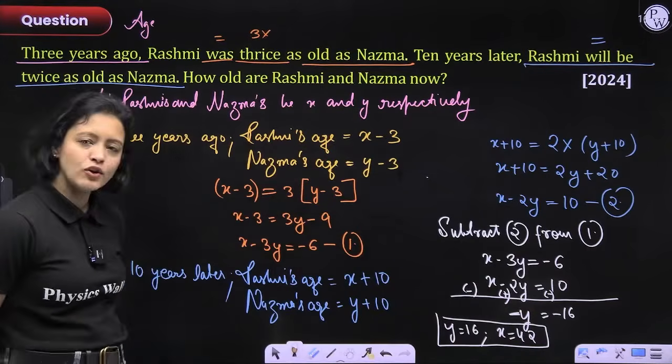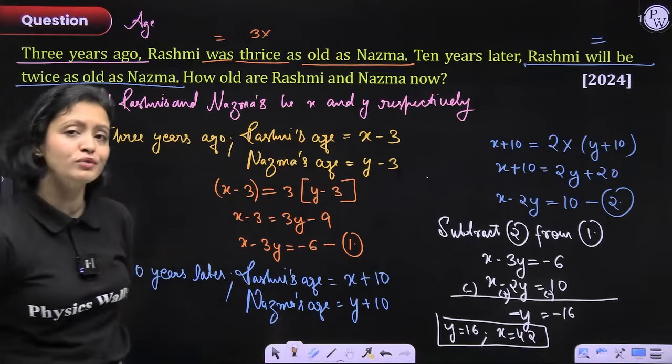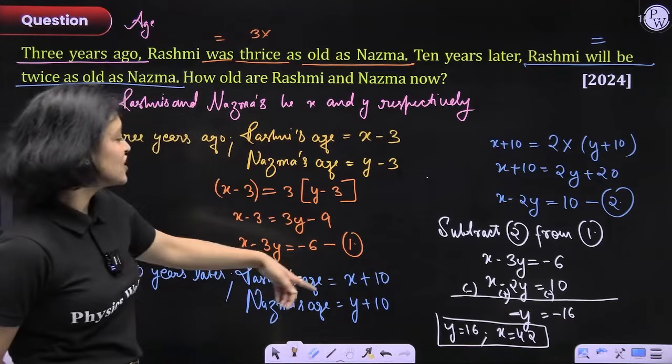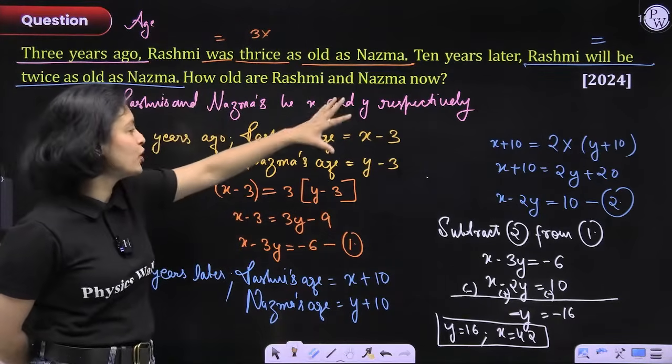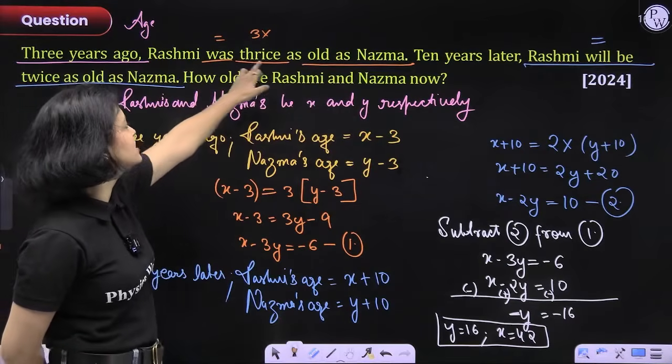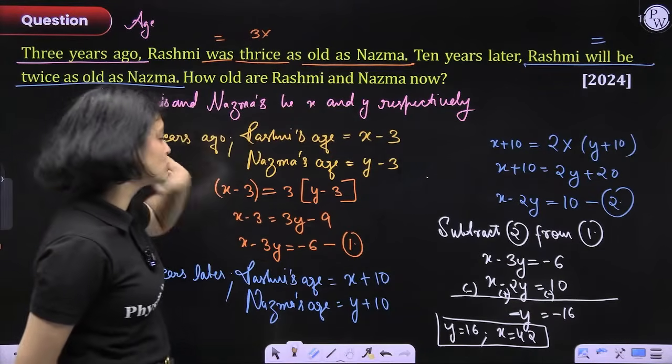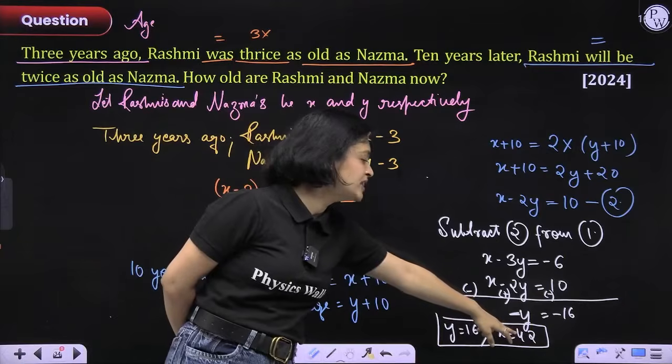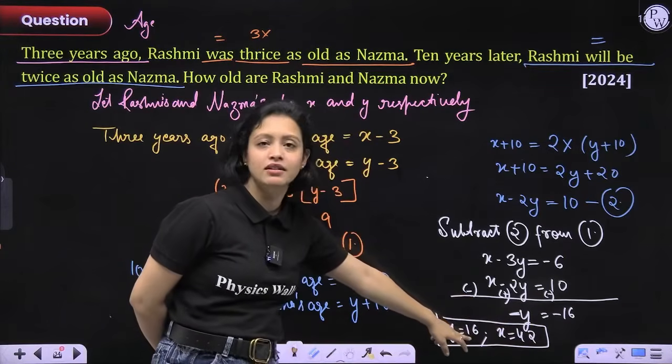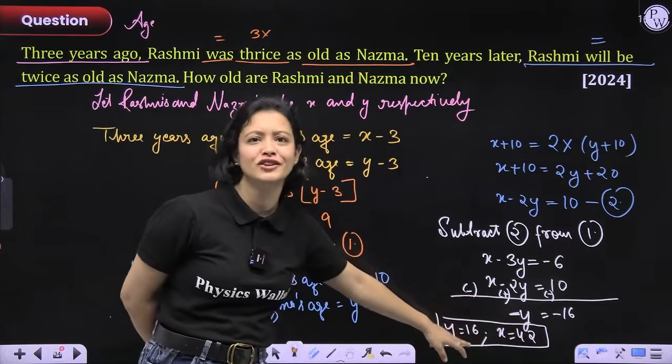Okay, and you can check your answers also. That is the beauty of the word problems, right? So just check whether this is holding up or not. So Rashmi was thrice as old as Nazma 3 years back, right? So 3 years back, the age would have been 39 and this age would be 13. So yes, 39 is thrice of 13, right?